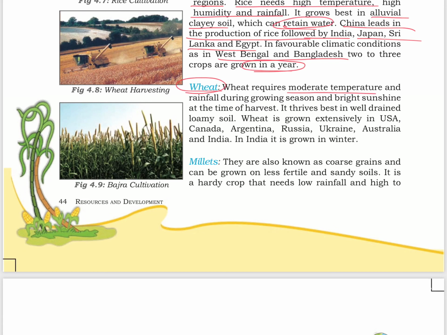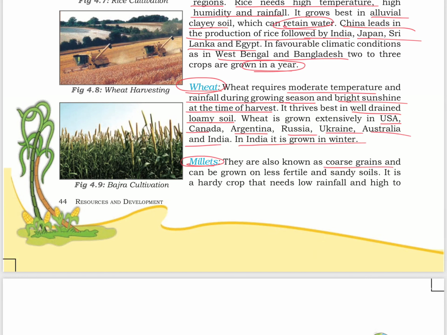Next we have wheat. Wheat requires moderate temperature and high rainfall during the growing season and bright sunshine at the time of harvest. It thrives best in well-drained loamy soil. Wheat is grown extensively in USA, Canada, Argentina, Russia, Ukraine, Australia and in India. In India it is grown in winter.